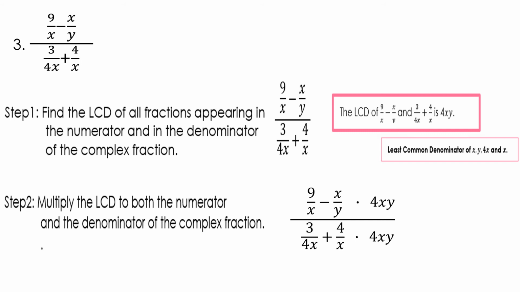So first is to find the LCD, which is 4xy. Since they have the common x, we have here the LCD x, and then also here 4x and y. So our LCD is 4xy, and we multiply the numerator and denominator by the LCD. So we have 9 over x minus x over y times the LCD 4xy, and 3 over 4x plus 4 over x times our least common denominator, which is 4xy.